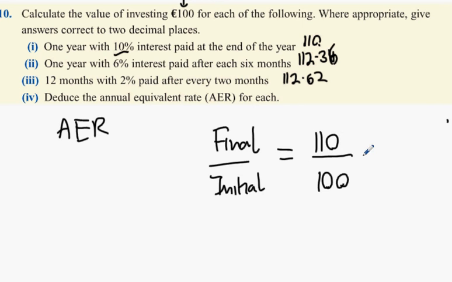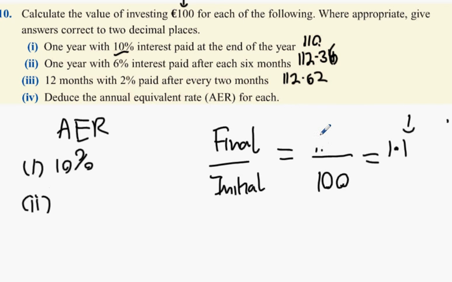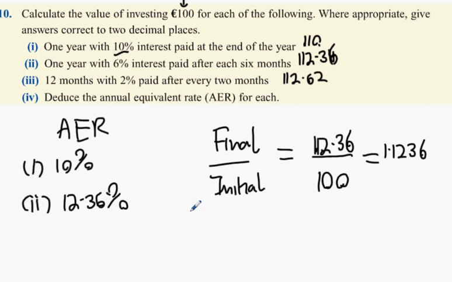110. What number is 110 divided by 100? 1.1. What does 0.1 stand for? So 10% for the first question. What about the second question? 112.36 divided by 100. 1.1236. What is 1236 in percentages? 12.36%. So increasing it by 6% every 6 months is the same as increasing it by 12.36% at the end of 1 year.